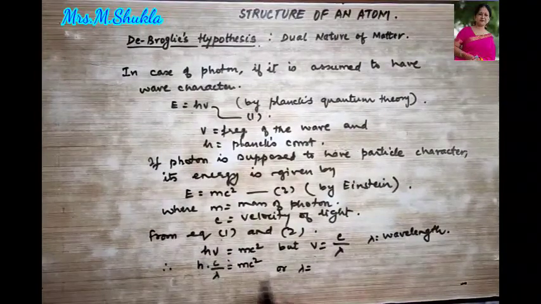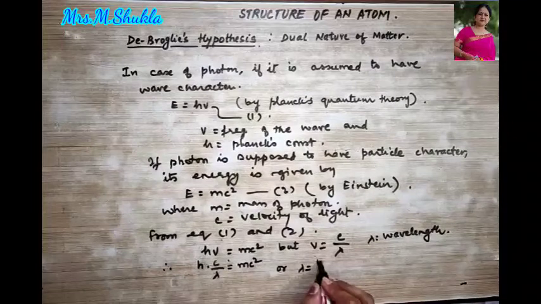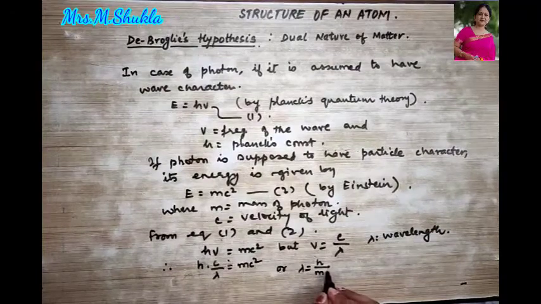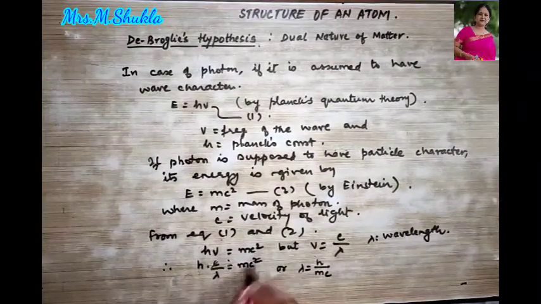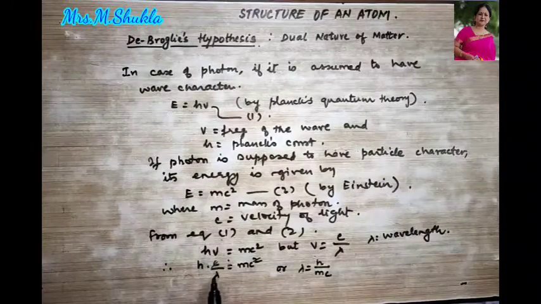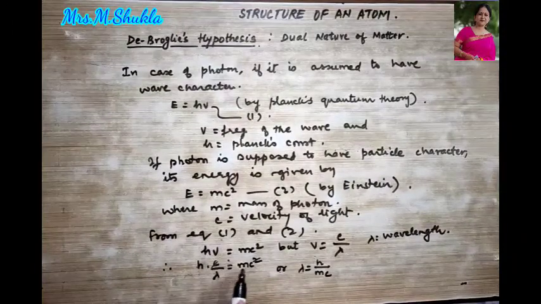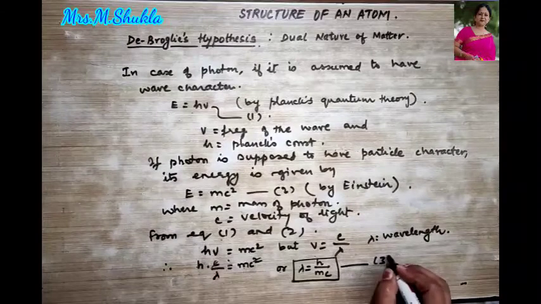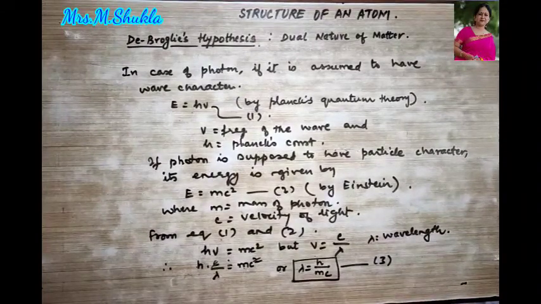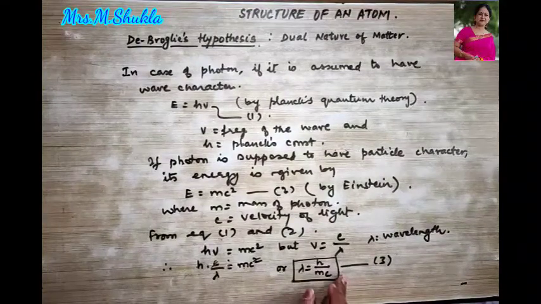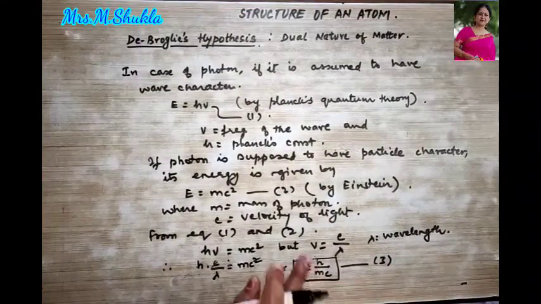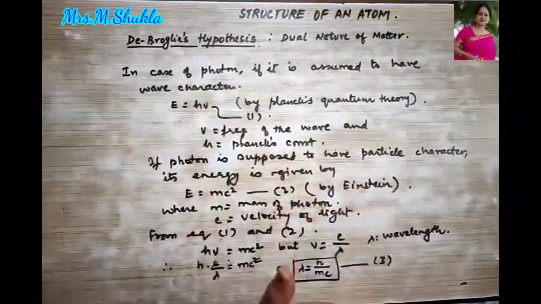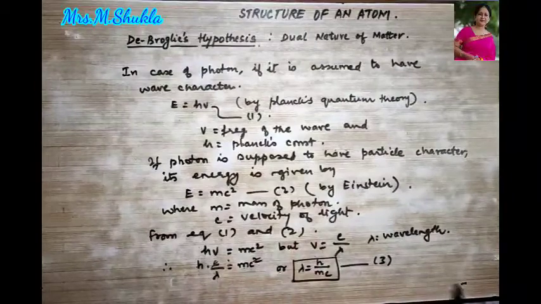Or we can say that wavelength is equal to h upon mc. C and c get cancelled. So wavelength is equal to h upon mc. This is your equation 3. De Broglie pointed out that this equation is applicable to any material particle, whether it is big or small.